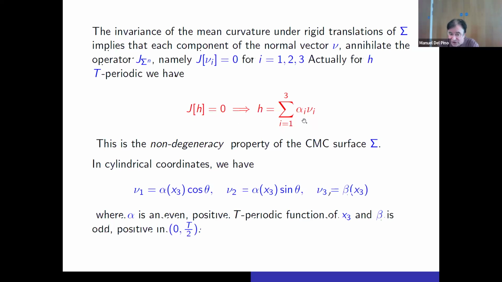As a matter of fact, this is the non-degeneracy assertion: any element in the kernel of J, the Jacobi operator, can be written as a linear combination of these elements that are the components of the normal. Yeah? This is a fact. This doesn't need to be proven. It's well known. Okay? And this is the non-degeneracy property of the constant mean curvature surface sigma. In cylindrical coordinates, you can also write nu1, nu2, and nu3 as functions of x3 multiplied by cosine, sine, and nothing, where alpha is an even positive periodic function in x3 and beta is odd and positive.